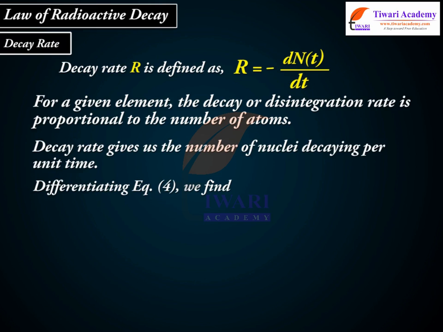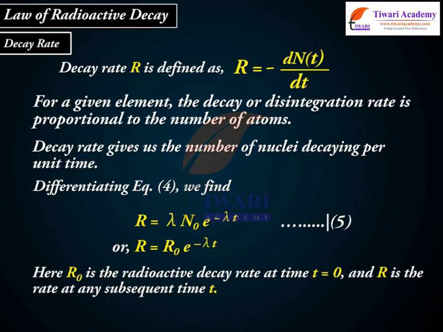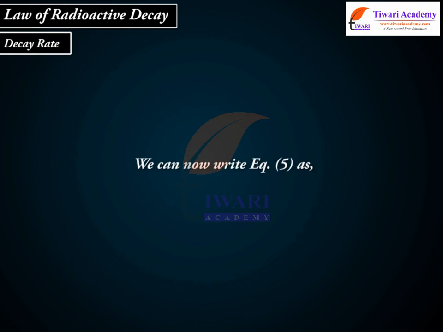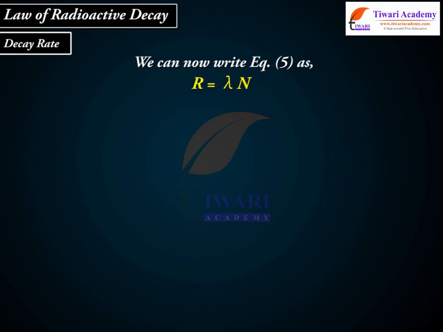Differentiating equation 4, we find R is equal to lambda N naught e raised to power minus lambda t, equation 5, or R is equal to R naught e raised to power minus lambda t. Here, R naught is the radioactive decay rate at time t equal to 0, and R is the rate at any subsequent time t. We can now write equation 5 as R is equal to lambda N.